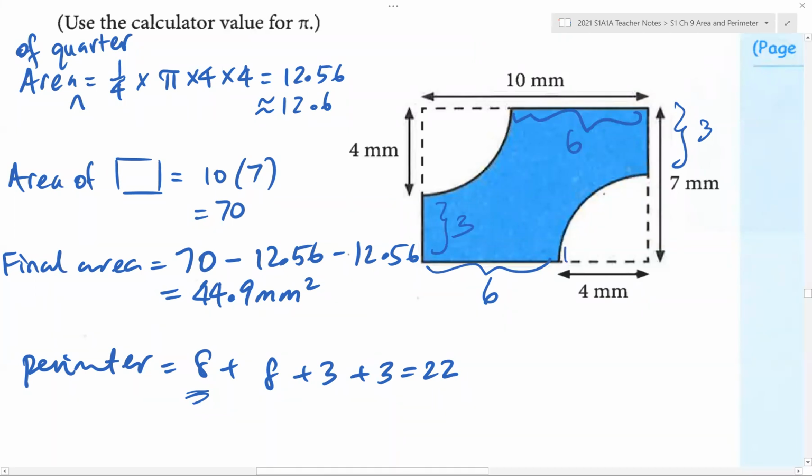Okay, he wants to find the distance of the curve. Why pi r squared? What are you trying to find? Distance or area? Is pi r squared for distance or for area? Area. So you shouldn't be telling me pi r squared.